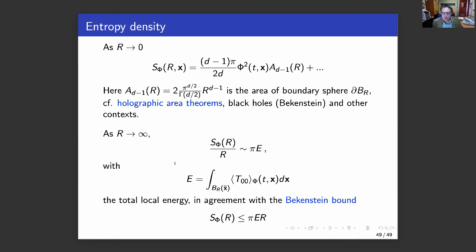And when you go to infinity, then you have a bound which is in agreement with another famous bound, the Bekenstein bound. If you fix the energy, how much entropy can be in a ball or in a bounded region? This is the Bekenstein bound, and it also comes as a corollary of our result in this setting. I think my time is over, so I will stop here.